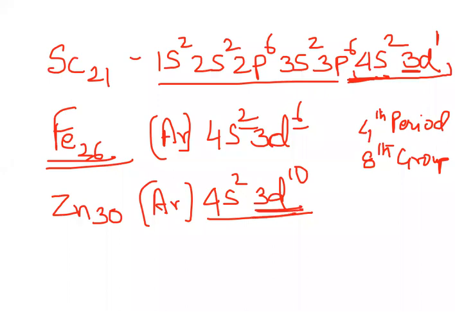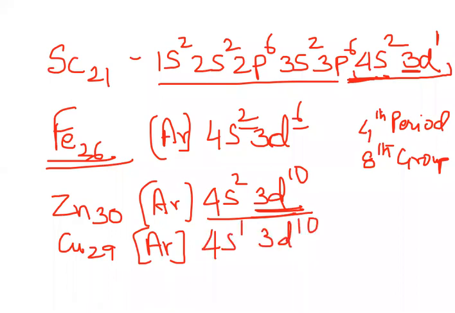Because if it was copper, atomic number 29, then the electronic configuration would have been like this: 4s1 and 3d10. Again, there is a point to debate: if it is 4s1, then since the 3d is completely filled, the valence electron is only 1. So should its group number also be 1?